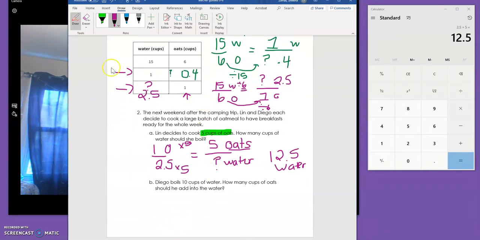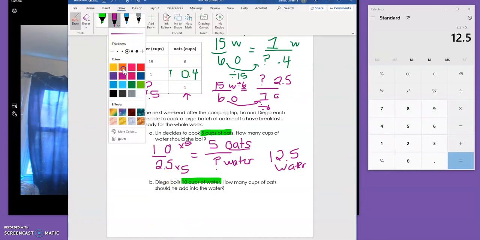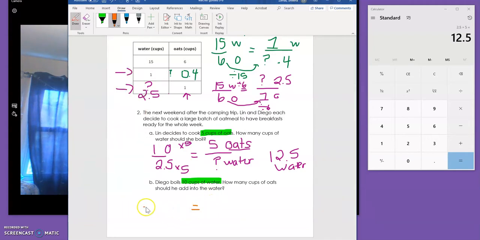Part B, very similar. Again, I'm going to highlight for you the information that's important. Diego boils 10 cups of water. How many cups of oats does he need? Okay, so again, what we want to do is we're setting these up as two equivalent rates. And for this one, we know 10 cups of water, and we want to know how many oats.